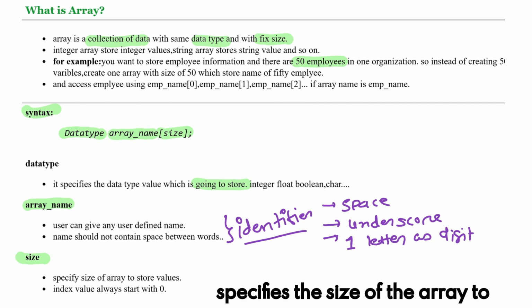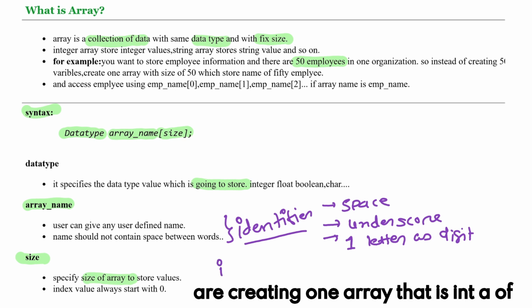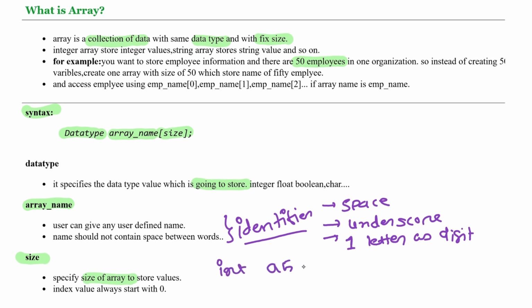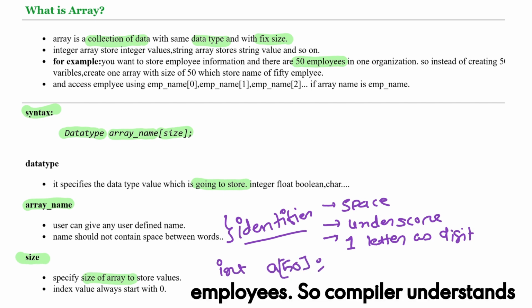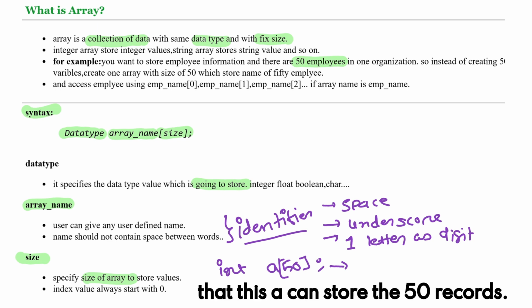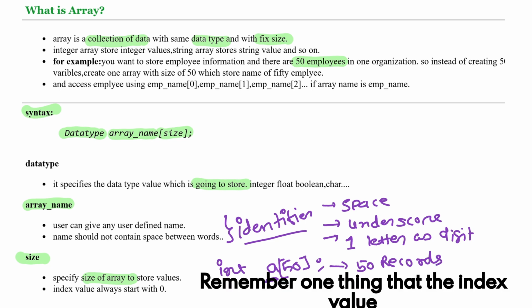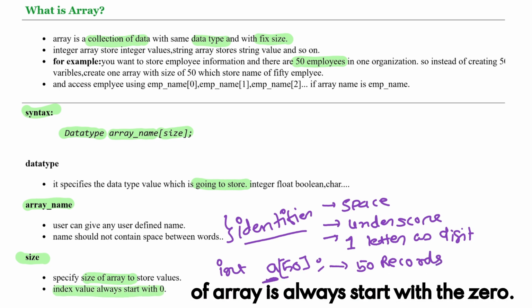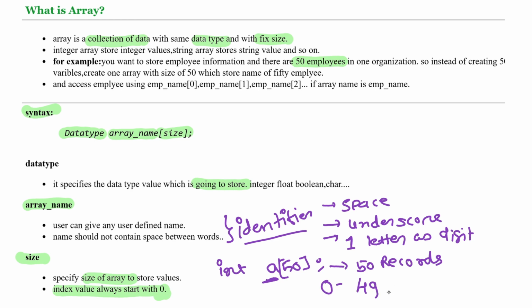Size specifies the size of the array to store the values. For example, you are creating one array that is int a[50]. As we discussed, there are 50 employees. So the compiler understands that this a can store 50 records. Remember one thing, the index value of an array always starts with 0. That means in our example, it can store records from index 0 to 49.